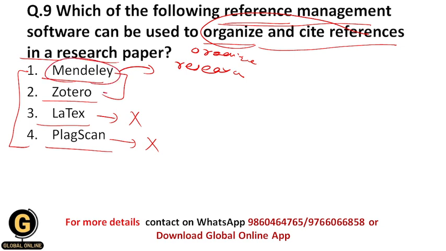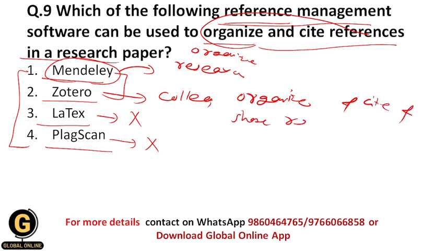Okay, now let us see what we can do by using Zotero. Zotero is a free, easy to use tool to help collect. So you can collect, then organize and cite and share research papers by using Zotero. So exactly, you can do organization and you can also cite references in a research paper by using Zotero.